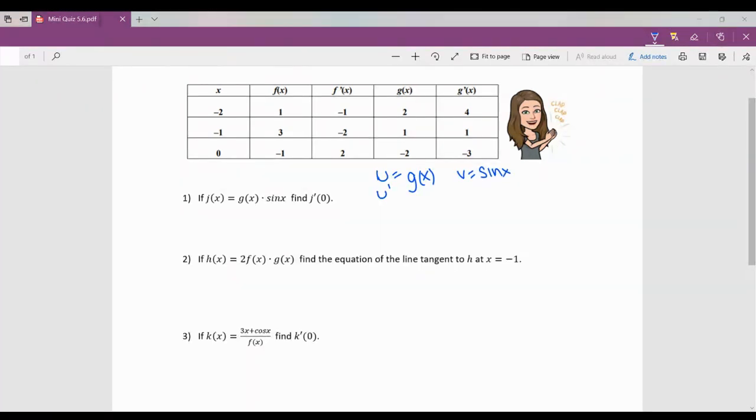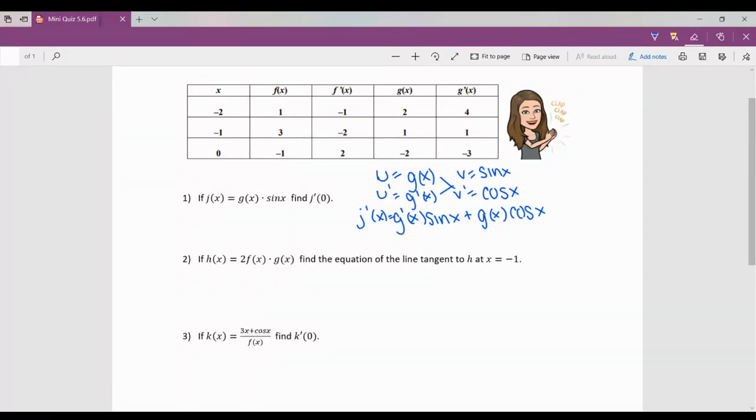So we've got u prime is g prime of x, and then v prime is the derivative of sine, which is cosine of x. So we're going to do u prime v, so we've got g prime of x sine of x, plus u v prime, g of x cosine of x. And that is what j prime of x is equal to.